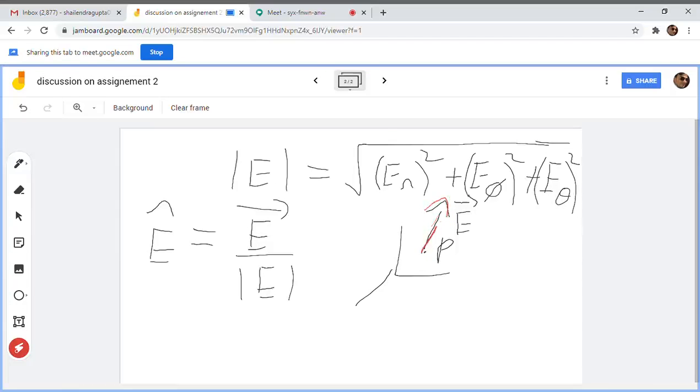A unit vector only defines the direction. It will not tell you the magnitude of the electric field at that point. It will only tell you the direction of the electric field. Okay, so it should be clear enough to all of you. So let us go on to the next question.